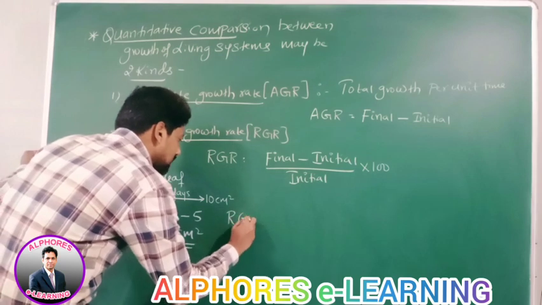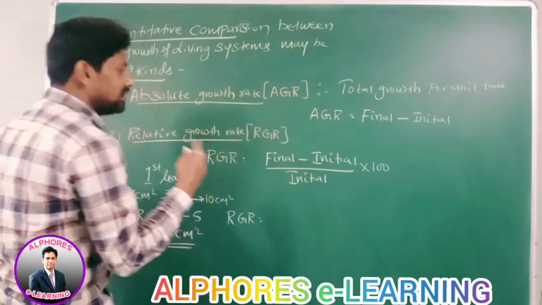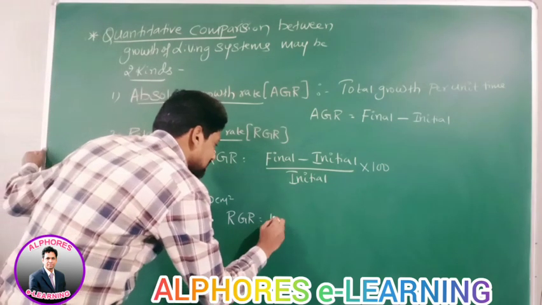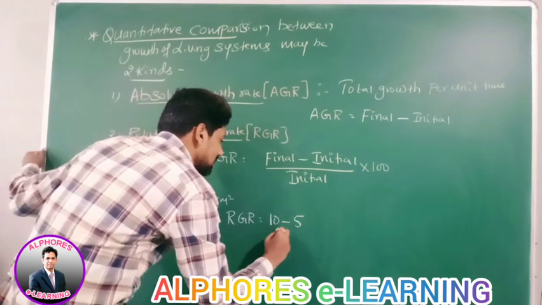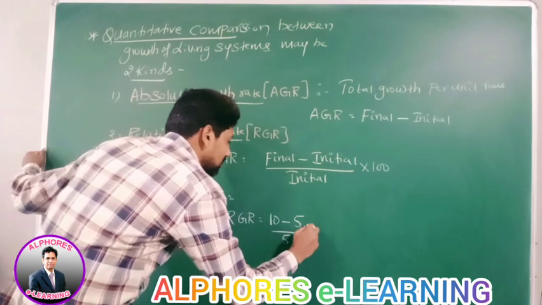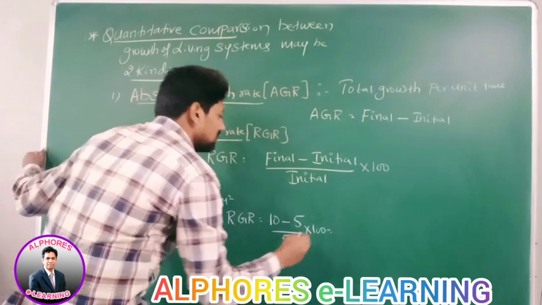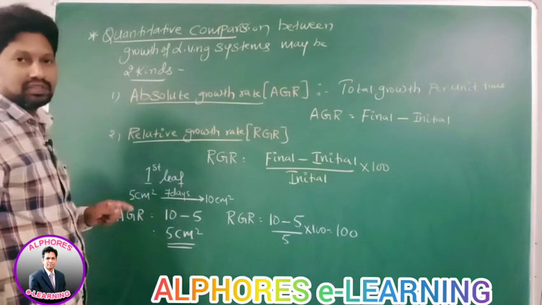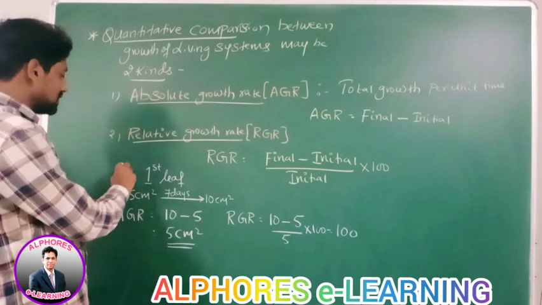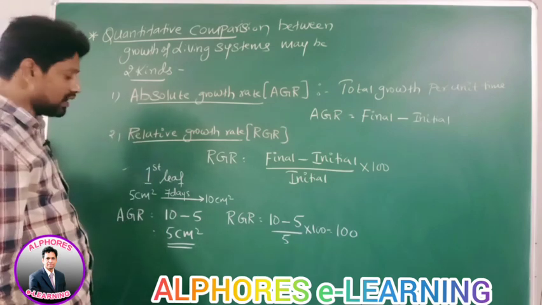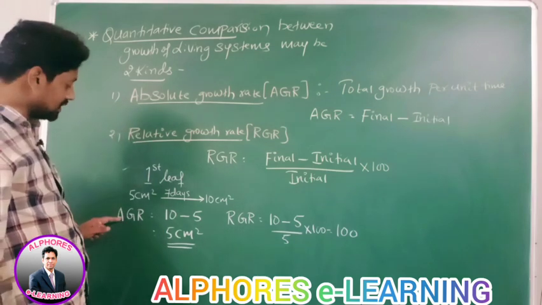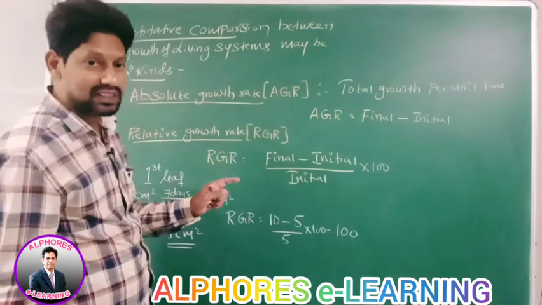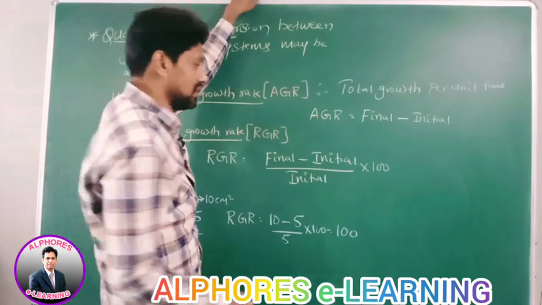Relative growth rate of first leaf. Relative growth rate means final minus initial by initial into 100. How much does it become? 100. Is it okay? This is for the first leaf. Therefore, for the first leaf, absolute growth rate is 5 centimeter square, whereas the relative growth rate is 100%.